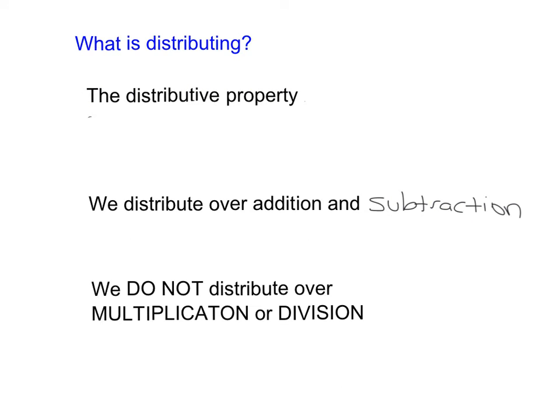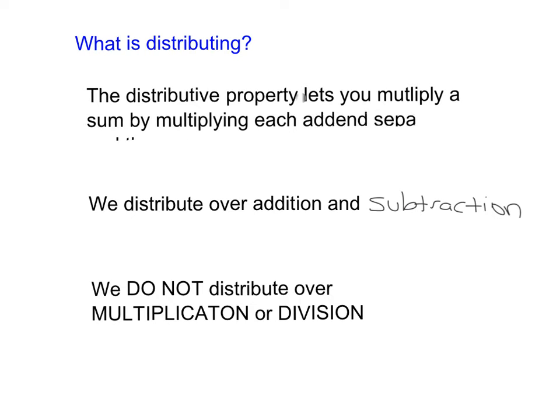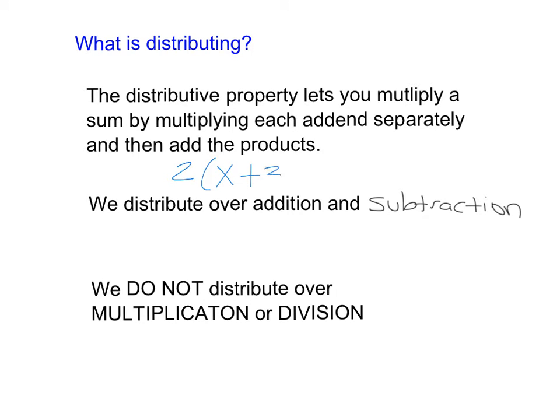All right, last vocabulary. Distributing, I think it's the last one actually. The distributive property, again, this is a little bit of a higher level version of the definition. Lets you multiply a sum by multiplying each addend separately and then add the products. So a little more complicated sounding than what we're used to. So let's say we have 2 times x plus 3. The x plus 3 are the addends. So we multiply them separately, right? Separately, and then we add the product.